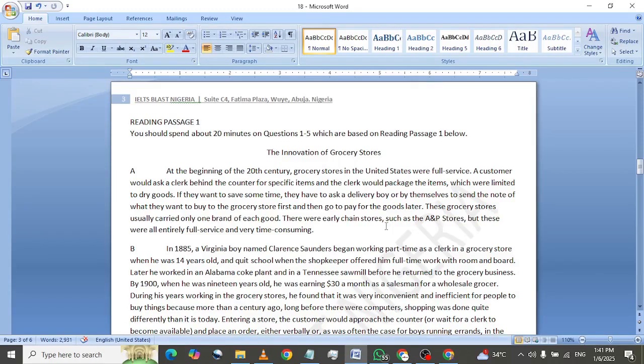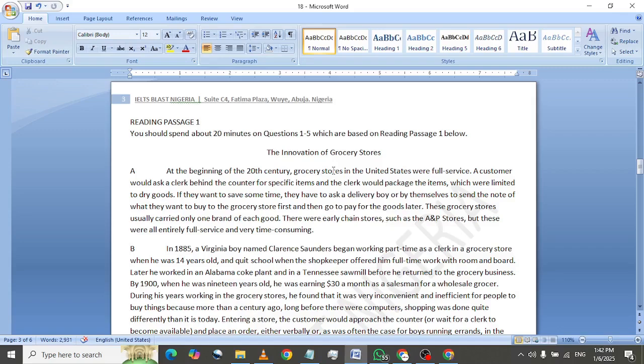Today we'll be looking at another question type on matching information to paragraph. If you have not watched the first question we did, I advise you to go ahead and watch how we were able to solve that question. It is still the same strategy we use there that we will use on this. One thing about matching information to paragraph: the more you solve it, the easier it becomes for you.